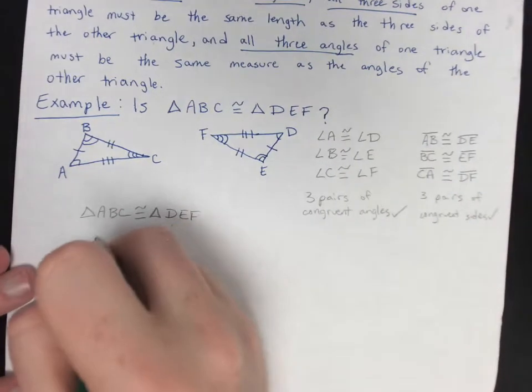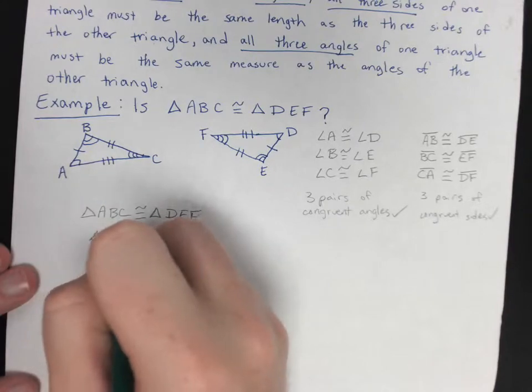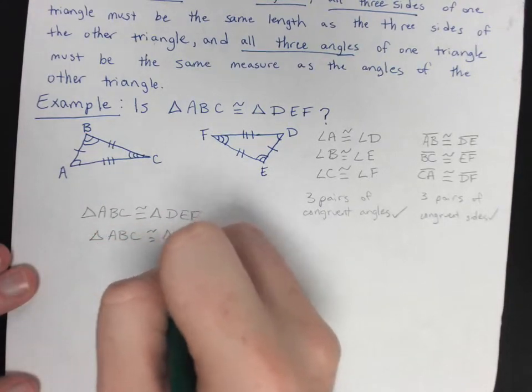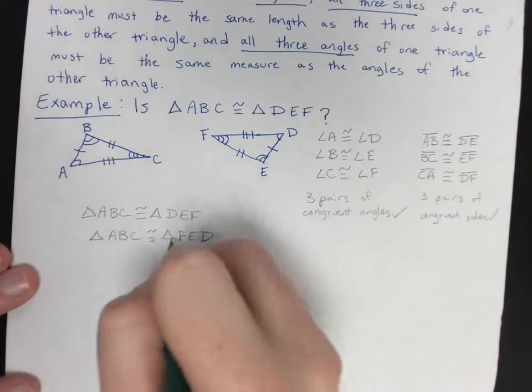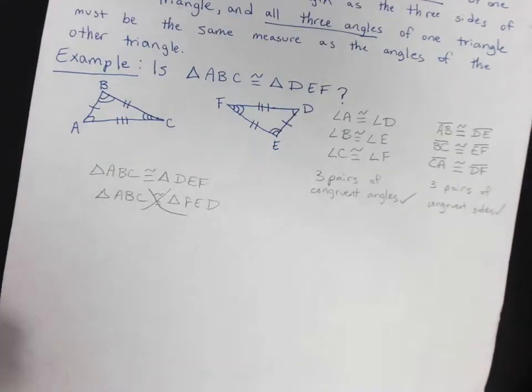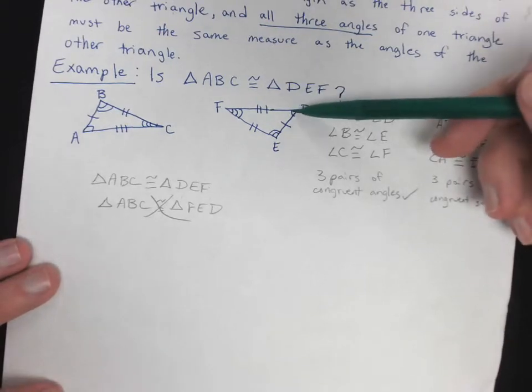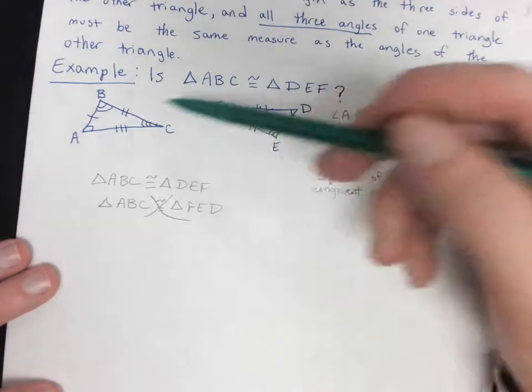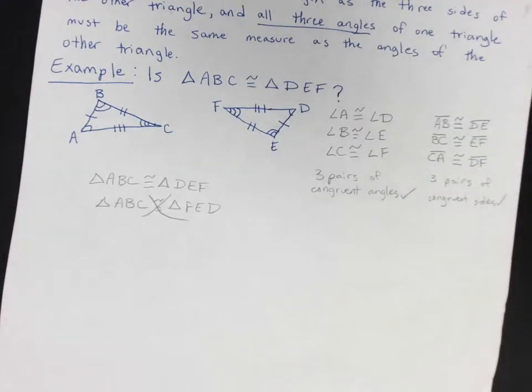We cannot write triangle ABC is congruent to triangle FED because F and A don't match up. This is wrong. You cannot do this. Last thing I want you to note here is that in this case I use symbols. You could use numbers. But trick is, if you're figuring out triangles are congruent, check all the sides, check all the angles.